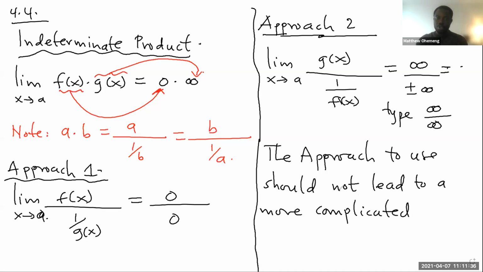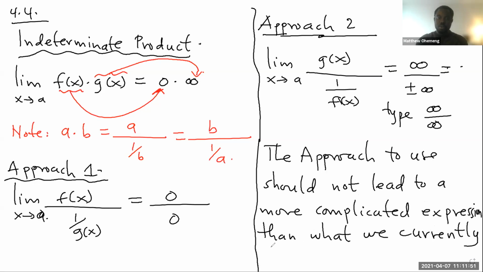So I say the approach to use should not lead to a more complicated expression than what we currently have. That's the trick. How to know which one to pick, right? So I'll explain more about this. What I mean by the approach should not lead to a more complicated expression than what you currently have, right?